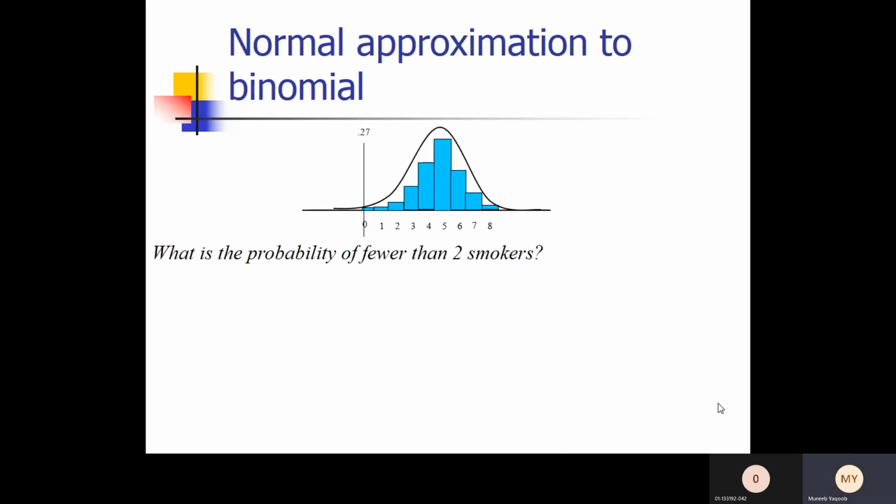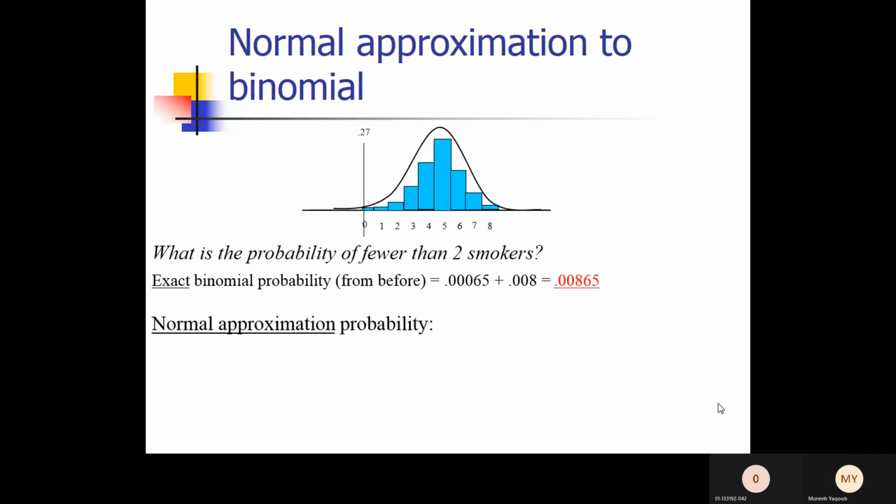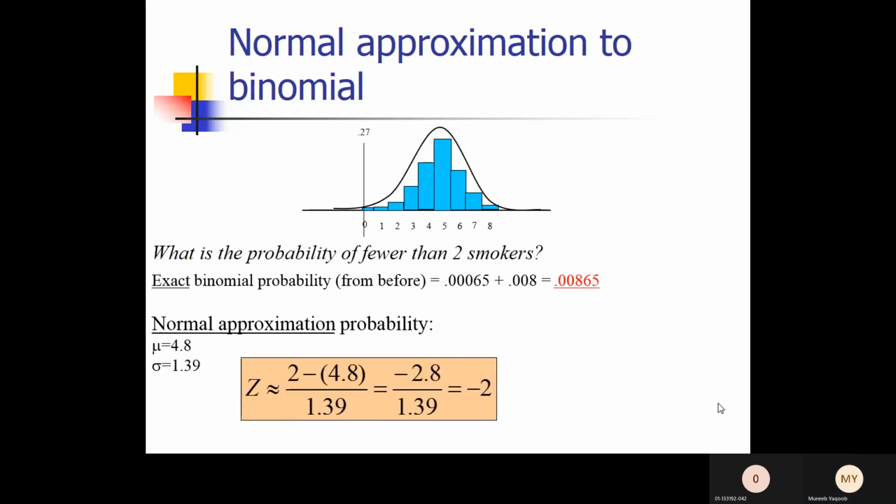Okay, so now if we want to calculate probability of x less than 2 with a normal approximation, what should we write? We should write mean equals 4.8, standard deviation equals 1.39, and z equals 2 minus 4.8 divided by 1.39. That is, we will subtract the mean from the x value, and then divide the result by the standard deviation of the binomial distribution. We want to calculate probability of x less than 2.